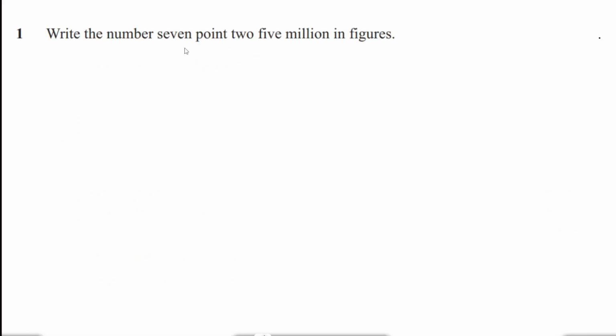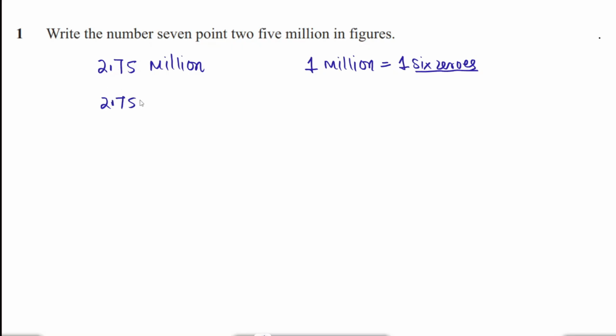Write the number 2.75 million in figures. One thing you need to understand is that 1 million means 1 and 6 zeros behind. Whenever you have something in millions and you need to convert it into figures, you simply multiply it by 6 zeros: 1, 2, 3, 4, 5, 6.